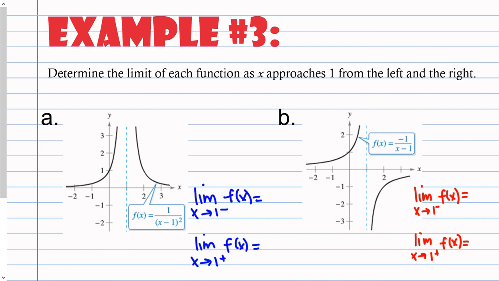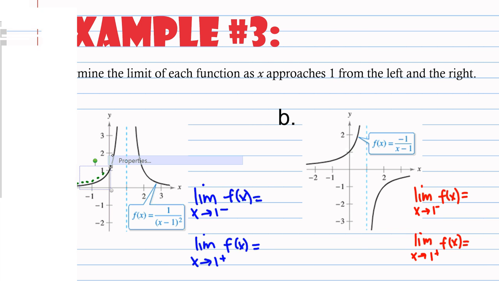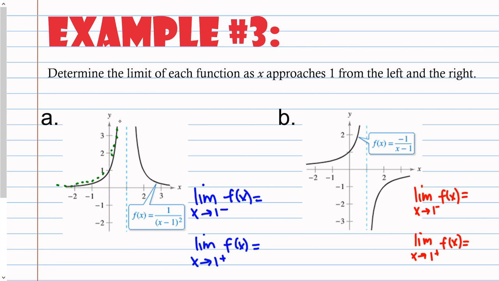So for A, as my graph approaches 1, and let me pick out a color. Okay, so as my graph approaches 1 from the left side, see here? Oh, my computer's freaking out. Where is my graph headed? It's headed towards positive infinity. So my left-hand sided limit would be positive infinity. And so now I'll do the same, but for my right-sided limit. So from the right, it's headed up again, also to positive infinity. So my right-hand limit is also positive infinity.